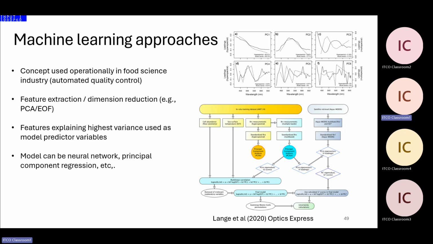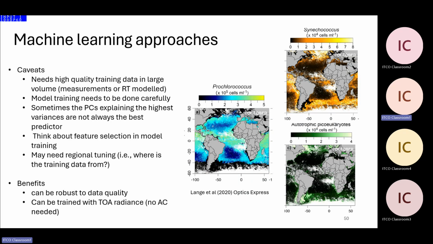And I just wanted to show a model here that was developed by Lange et al. a couple of years ago, looking at doing a principal component analysis and classifying phytoplankton. It was actually with MODIS data, but we can scale it up to PACE. Now, with machine learning, we want good data. We need to train it carefully, don't we?